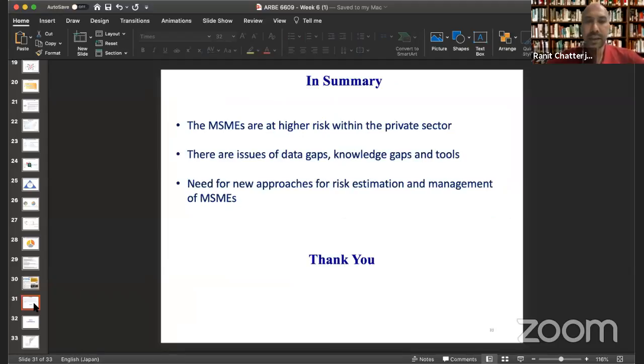So in summary, the MSMEs are at higher risk within the private sector. There are issues of data gaps, knowledge gaps, and tools. And there is a need for new approaches for the risk estimation and management of MSMEs.